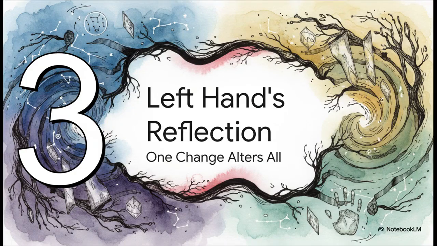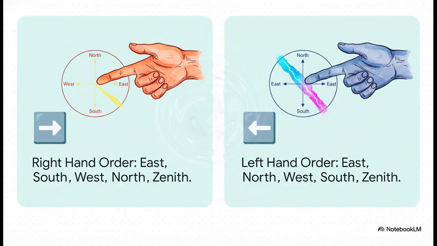Now we get to explore the other side, the left-hand path. And here's the part that is just so fascinating. This entire alternate dimension, this perfect reflection, is generated by one single fundamental change to that original blueprint. This is it. This slide is the whole key. The only difference between the right-hand and left-hand systems is that they swap the assignments for north and south.